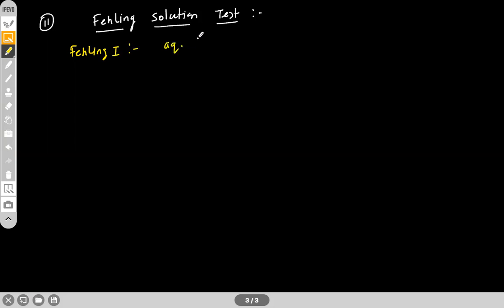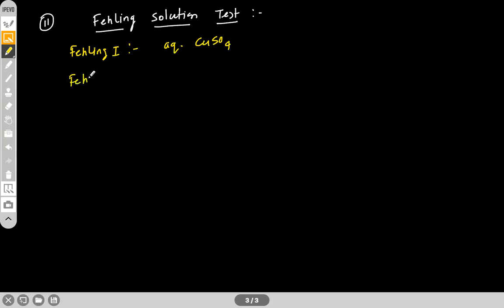So the next test we have is the Fehling solution test. We use 2 solutions for this test, and the combination of both is the Fehling solution test. Fehling A and Fehling B, or Fehling 1 and Fehling 2, you can say either. Fehling 1 is aqueous CuSO4 solution.